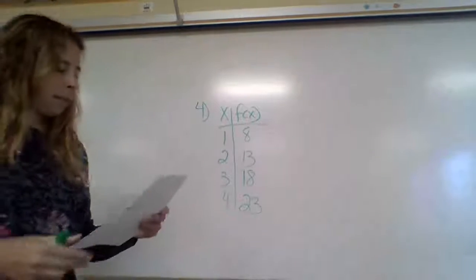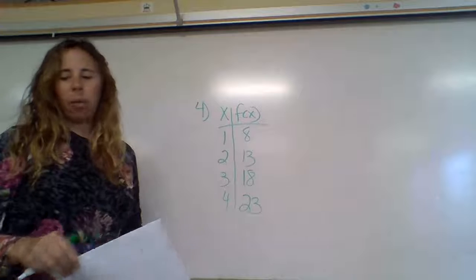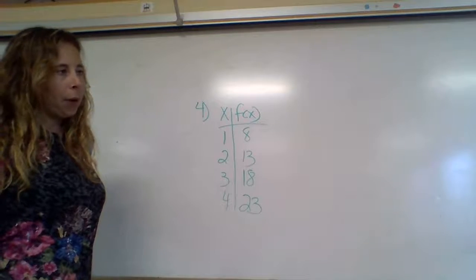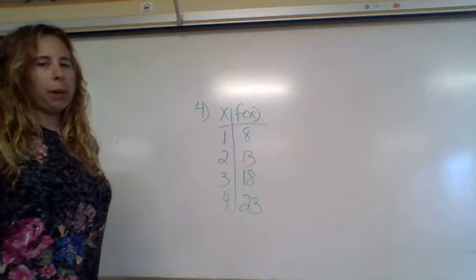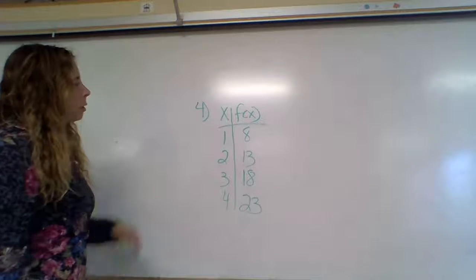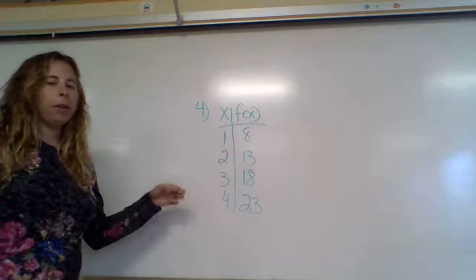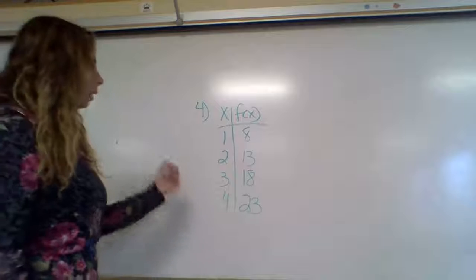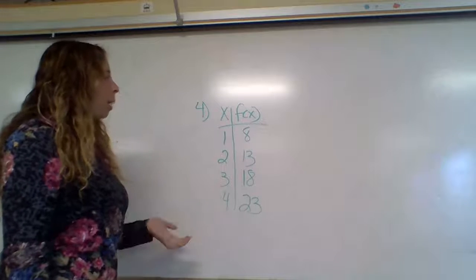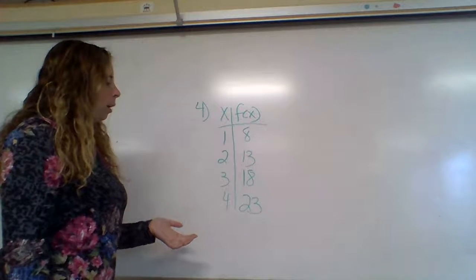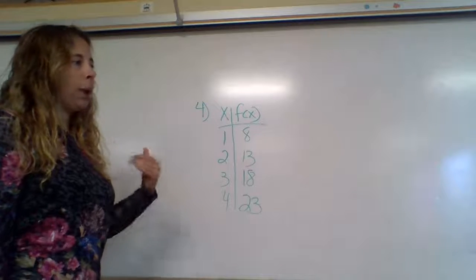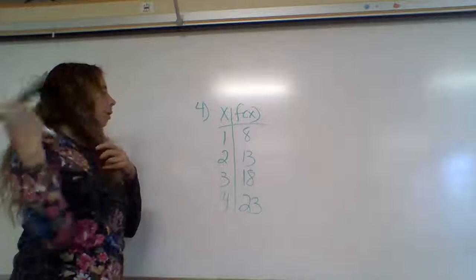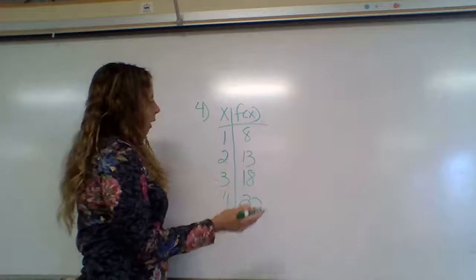Number 4 says, given the table, write an explicit equation. An explicit equation. So not a recursive. Okay? We won't have any recursives on the final. So when you're asked to write an equation for a table, your first step should be to figure out what kind of equation am I writing. Is this linear, exponential, or quadratic? Right. The way to figure that out is by the rate of change. So what is the rate of change for this table? What am I increasing by each time?